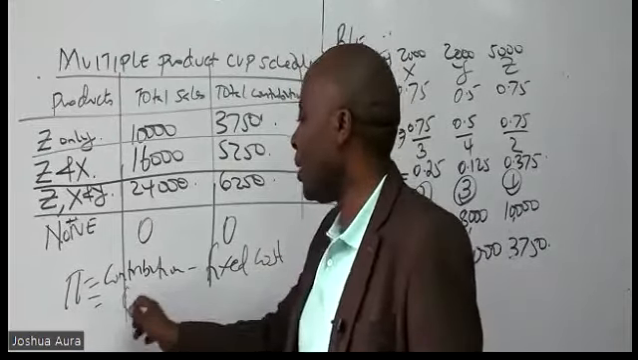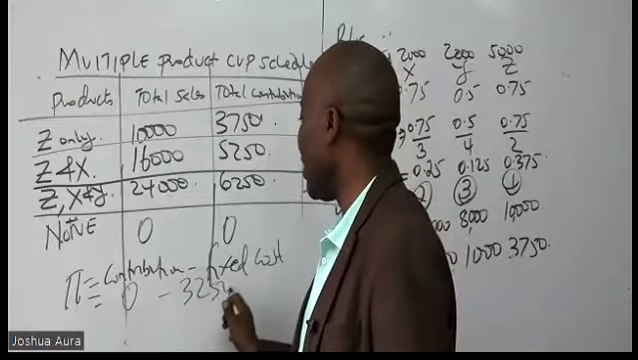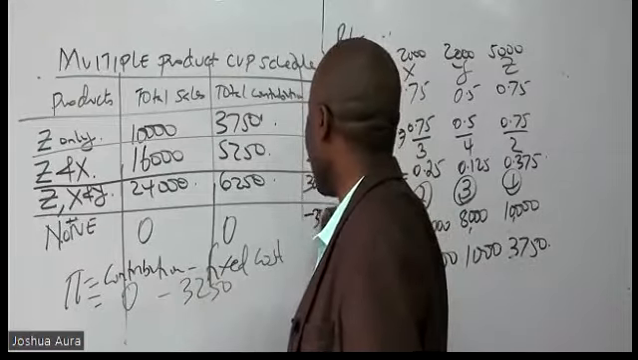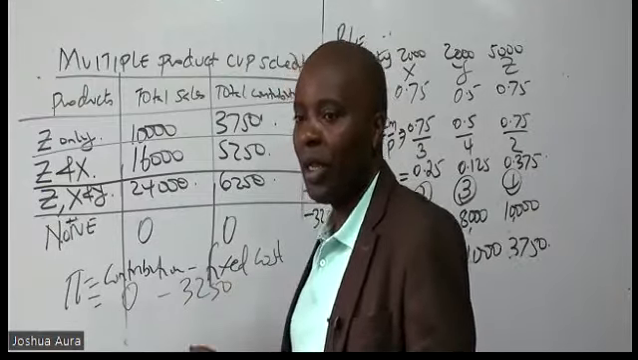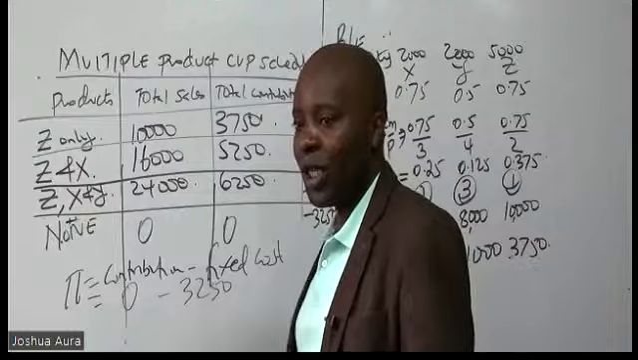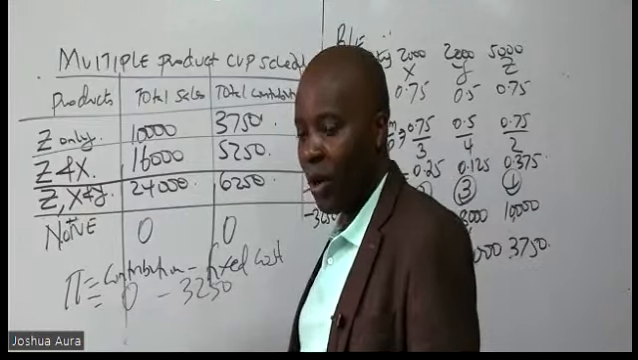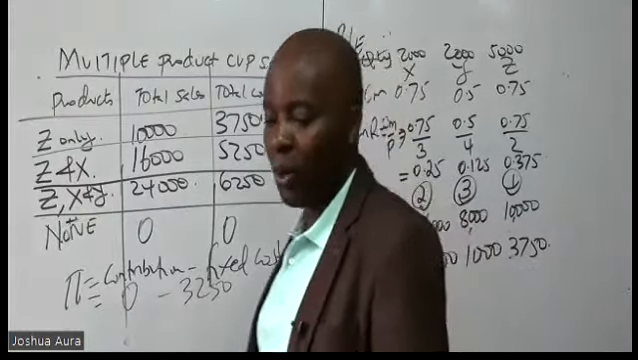So contribution here will be zero, but fixed cost will be there to bite you. So this becomes minus 3250 like that. So that is the schedule, the multiple product CVP production schedule. Once I finish that, now I'll be able to draw the graph.